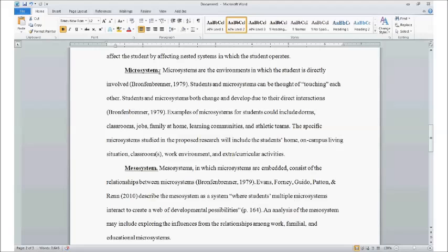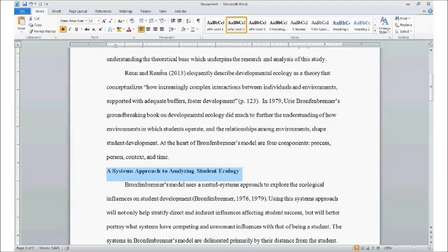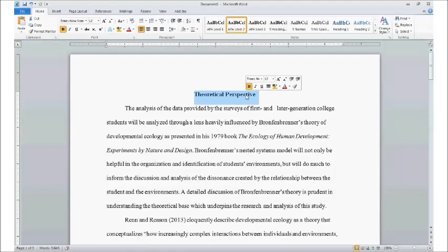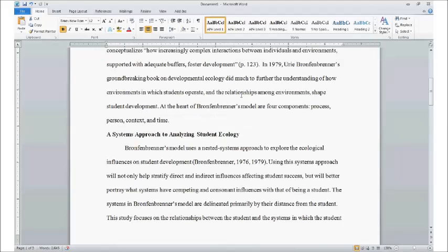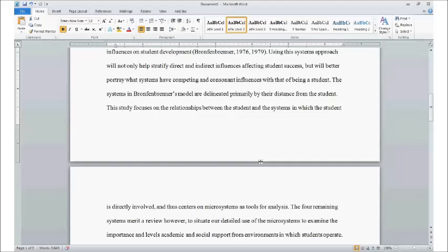So again, just to walk through this to show the way this would work, my theoretical perspective is going to be my level 1 heading. It's the most general, largest idea of the subject about which I'm writing. As I become more pointed and need to use subheadings to let my readers know we're moving from this general discussion to a more pointed discussion, I use a level 2 heading, a systems approach to analyzing student ecology. Pieces of that systems approach that are of critical importance need to be highlighted or illuminated somehow. That's the use of a level 3 heading.